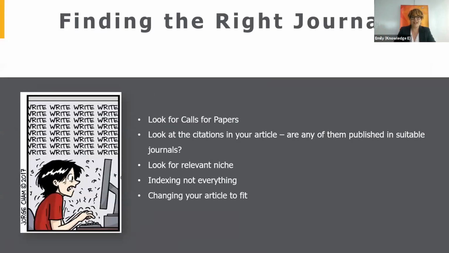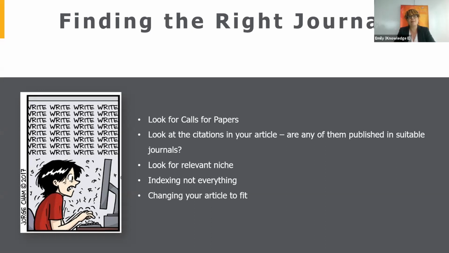Now, sometimes finding the right journal can seem really difficult, but there are loads of places you can look. Calls for papers on Twitter, university email lists, association announcements, and dedicated internet sites are a great source. Look at citations in your article. Are any of them publishing in journals that you could apply to? And remember to look for that relevant niche, where you have better chances of acceptance and readership.